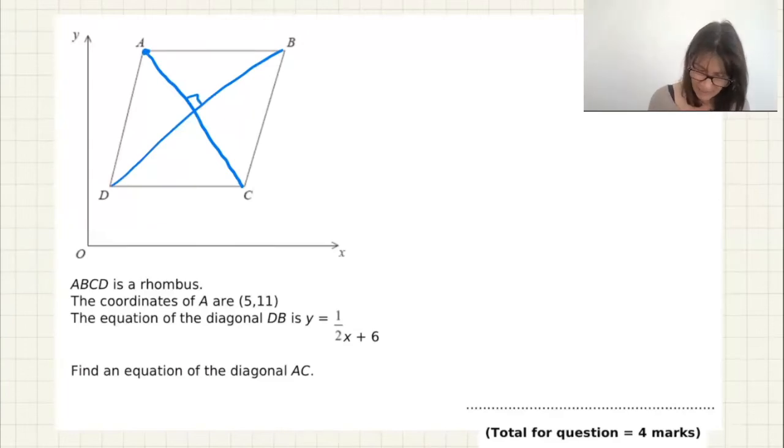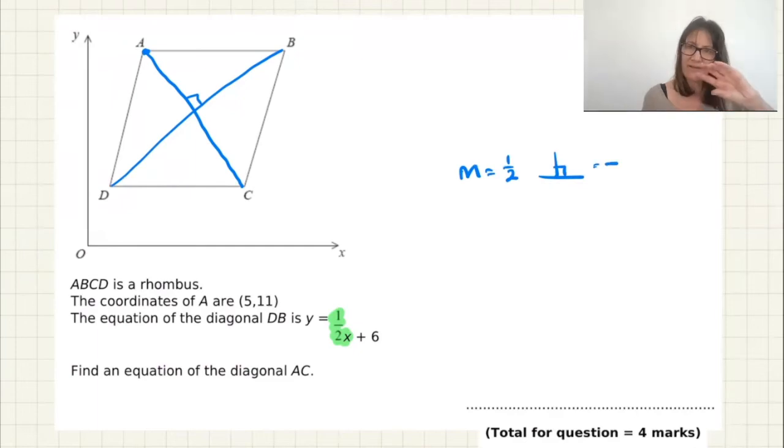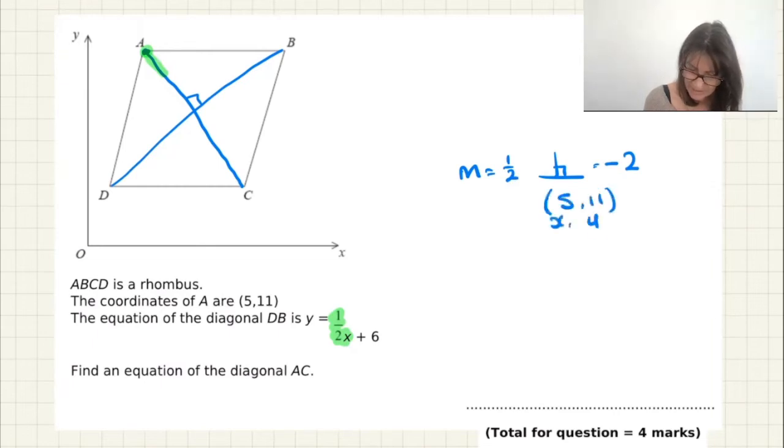Okay, so I've been given in my equation a half x. So the diagonal DB has m equals a half. So our perpendicular is going to be opposite sign, flipped. It's going to be -2. So that's the m that I need. The coordinates 5, 11, which are up here, are on the line. So that's my x and my y value. So I might just pop that down as well. So I've got 5, 11, that's my x1, that's my y1.